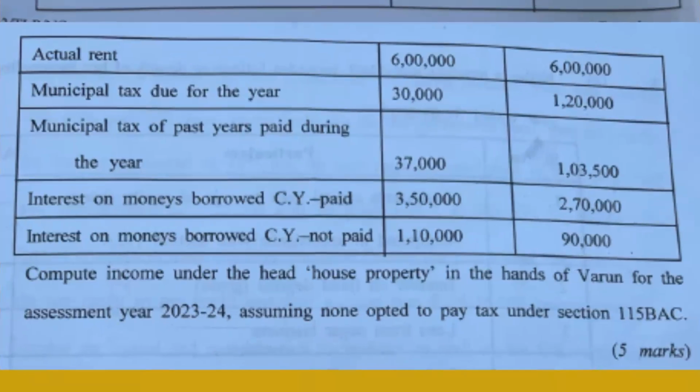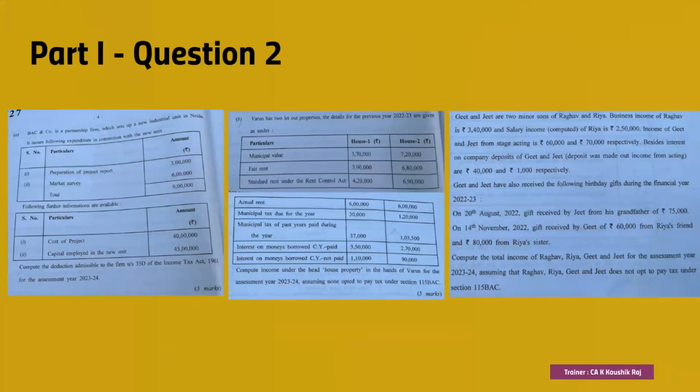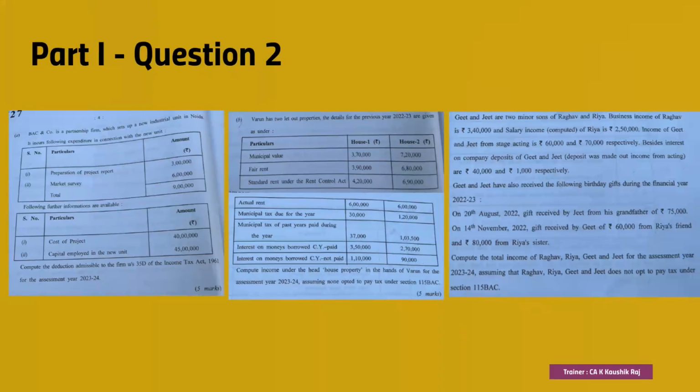And there is not much complication in this, very simple thing. Provided for this interest on monies borrowed, which is a slight deviation that they've asked for, but otherwise, if you have practiced well, that is also an easy cakewalk.